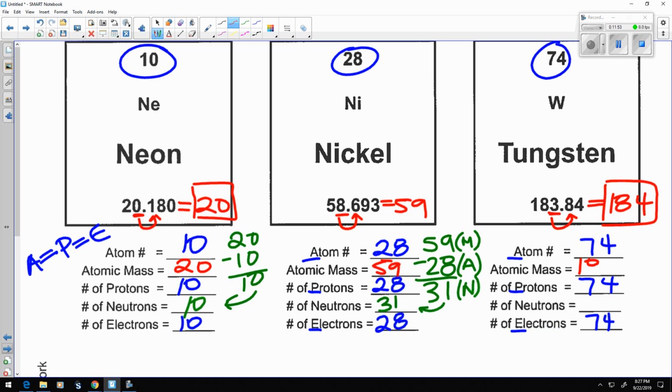Okay, so 184. And then we are going to take our subtraction to find neutrons. So 184 minus 74, okay, to get our number of neutrons. So 4 minus 4 is 0. 8 minus 7 is 1. 1 minus 0 is 1. So our number of neutrons for tungsten is 110.